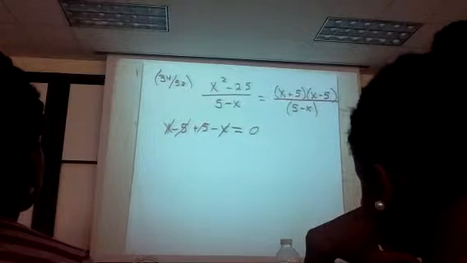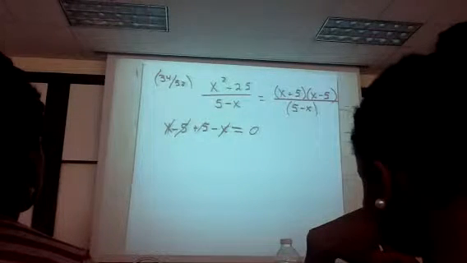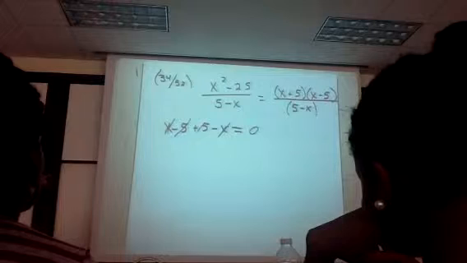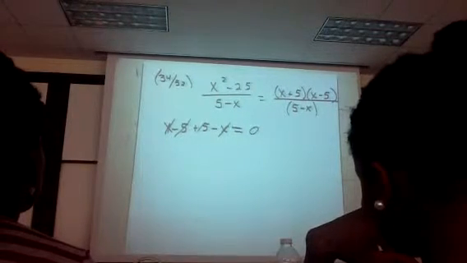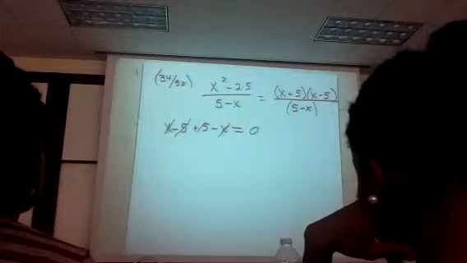Now, I'm going to be asking you in days to come to recognize opposites. X minus 5, 5 minus x. A minus b, b minus a. Notice they both have a minus in between. You just switch the two values.